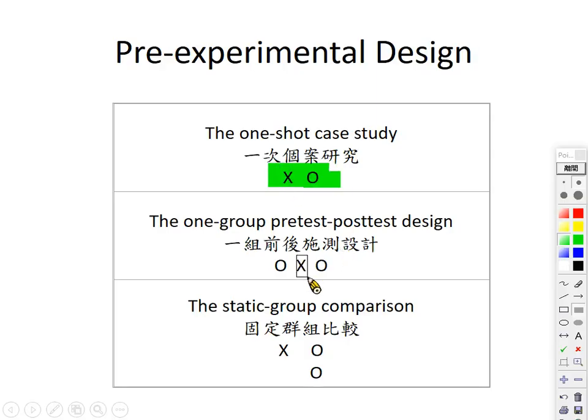And this is happening, and this is before and after. This is happening with different groups. That's it. So this kind of pre-experimental design can only be used to answer what question? Okay, what about this one?